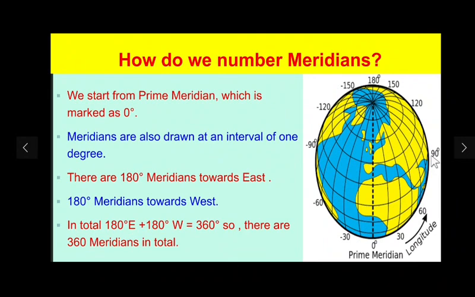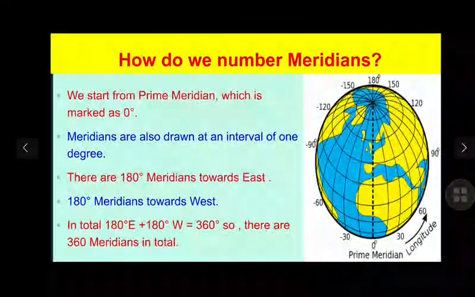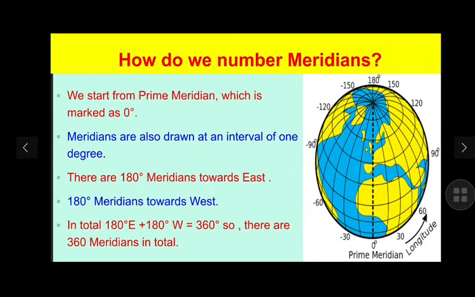So here we will get 180 towards east and 180 meridians towards west. In total we have 180 east plus 180 west, that gives us 360. So we can say that we have a total of 360 meridians. Here one thing you need to understand is that the prime meridian is not included in this. So we have a total of 360 meridians.